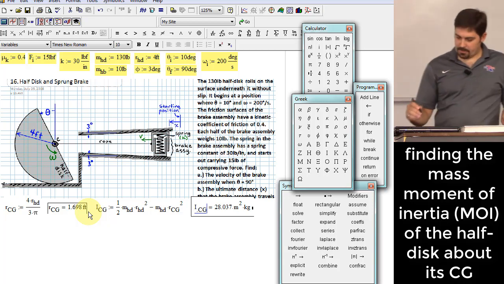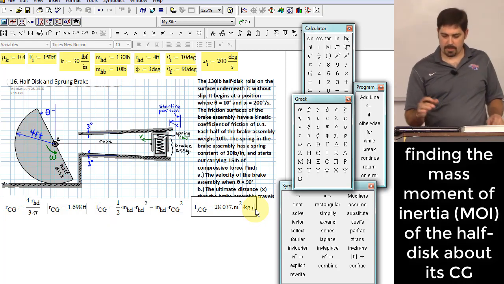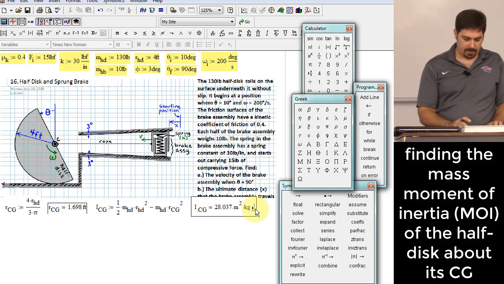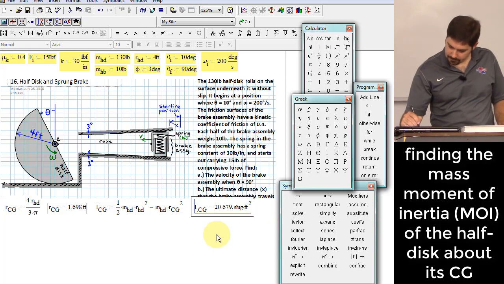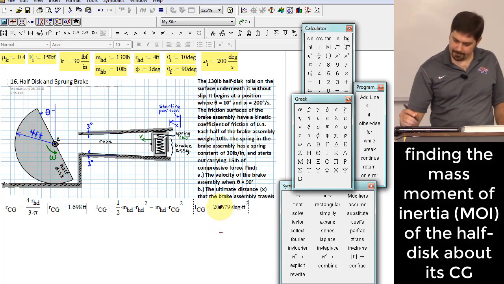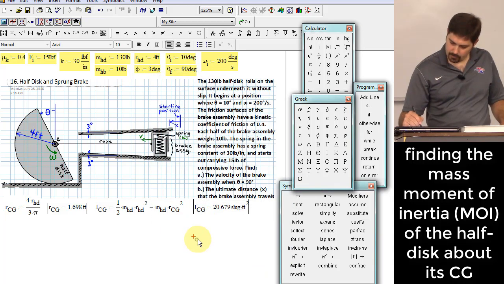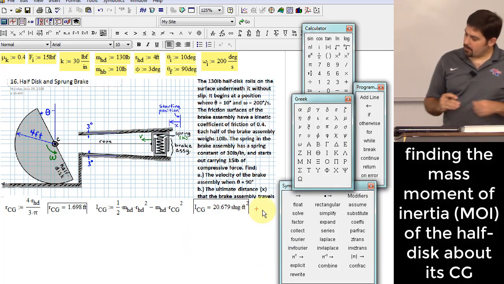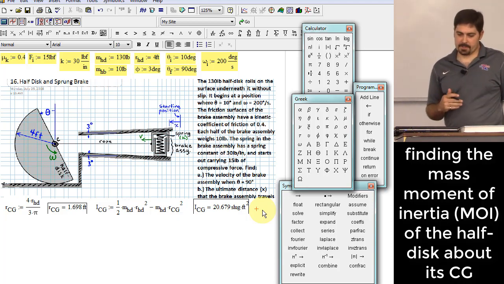And that comes out in meters, kilograms, meters squared kilograms. I'd probably like to see this instead in slug feet squared. All right. So far, so good. We now have this parameter that is at least somewhat helpful to us.